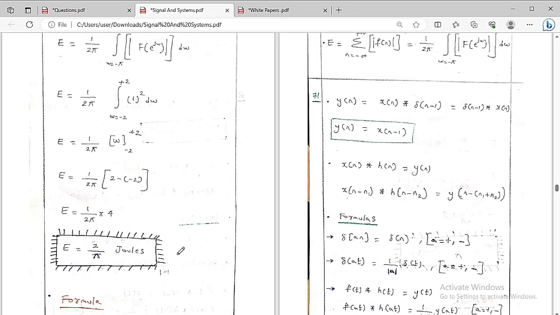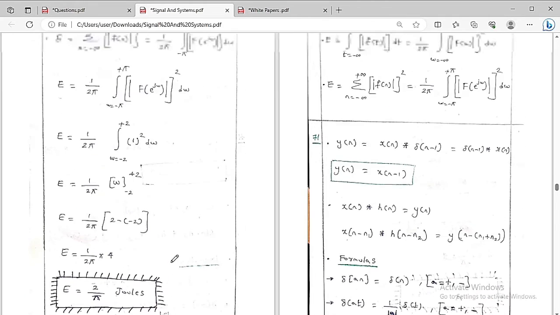I want you to remember only the equation of the energy in the discrete time case, which is E equals sigma n equals minus infinity to plus infinity of mod of f of n whole square, equals 1 by 2 pi integration of omega equals minus pi to plus pi of mod of f of e to the power of j omega whole square into d omega. These formulas you always have to keep in your mind.